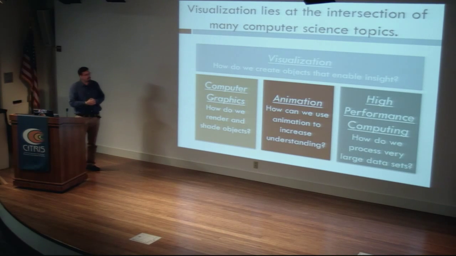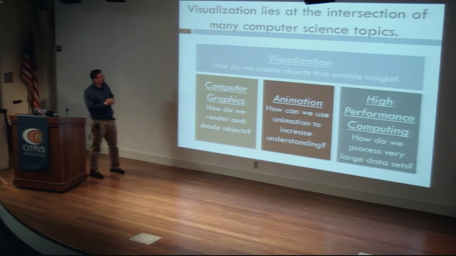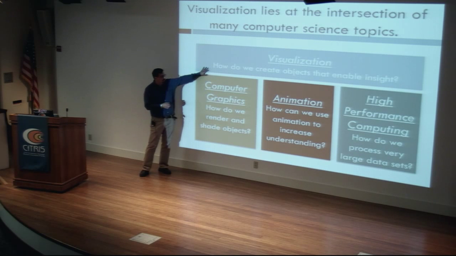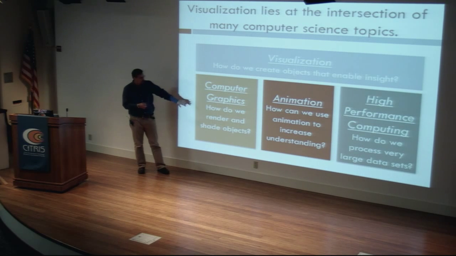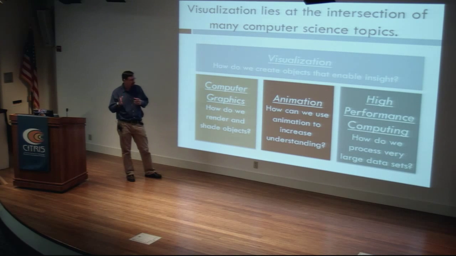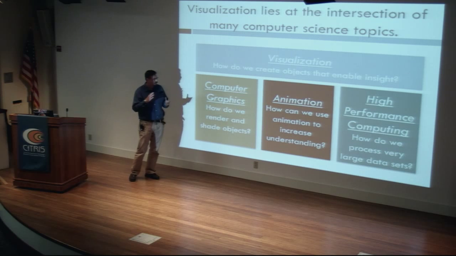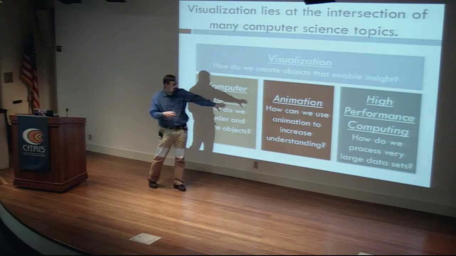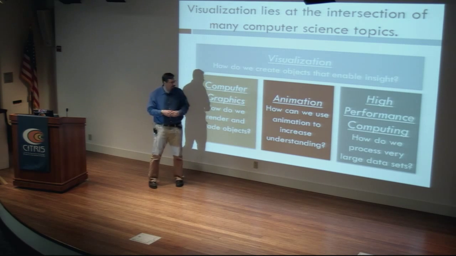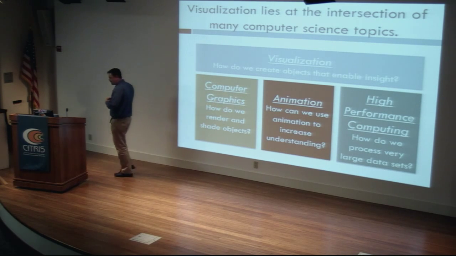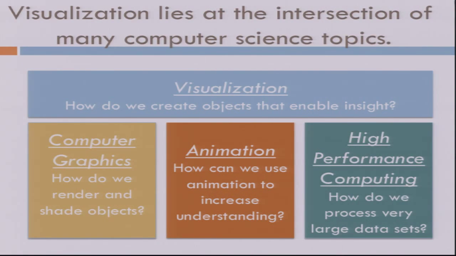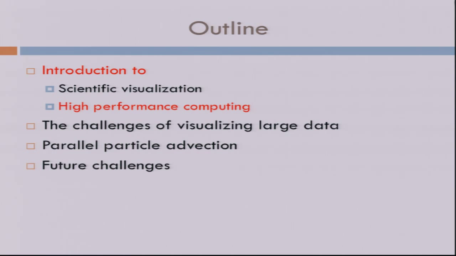Okay, so visualization is actually a really interesting field. It lies at the intersection of a lot of computer science topics. Visualization: how do we create the objects that enable insight? Of course, computer graphics: how do we render and shade objects? Animation: as we add motion, we can fly around data. How do we do that right? Motion blur, acceleration, et cetera. And then high-performance computing. The intersection between high-performance computing and visualization is really my area of interest, and that is the question: how do we process very large data sets? So there's a lot of really interesting fields that come together in the area of scientific visualization.